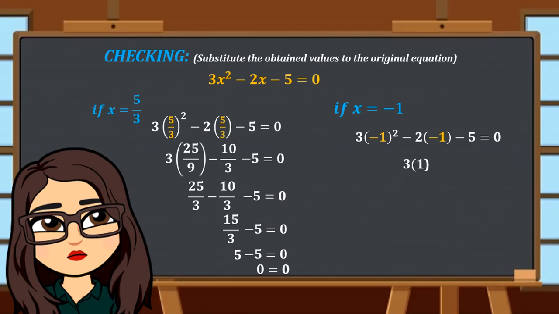Then negative 2 times negative 1 is positive 2. Then copy negative 5 equals 0. 3 times 1 is 3. Then 2 minus 5 is negative 3. Then equals 0. And 3 minus 3 is 0. And 0 is equal to 0. So again, we obtain an equal value. So meaning, we arrive at the correct values for x, which are 5 over 3 and negative 1.